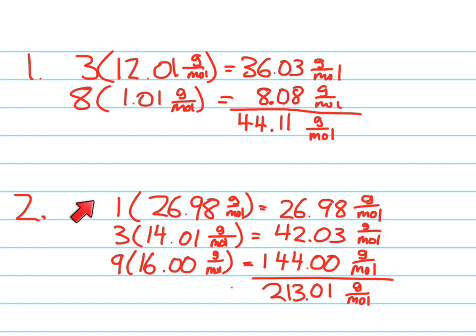In question number 2, we have 1 aluminum atom. We have 3 nitrogen atoms, and of course we have 3 times 3, that's 9 oxygen atoms. And when we calculate those out, we get those numbers there for a grand total of 213.01 grams per mole.